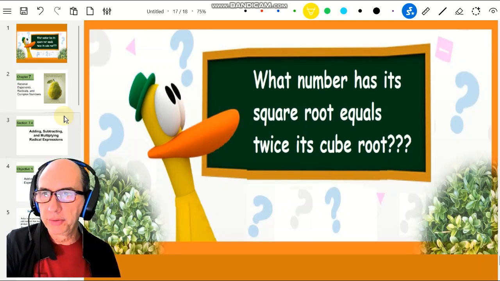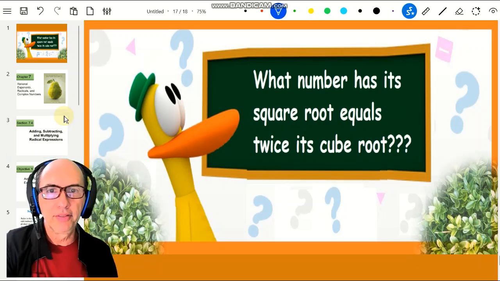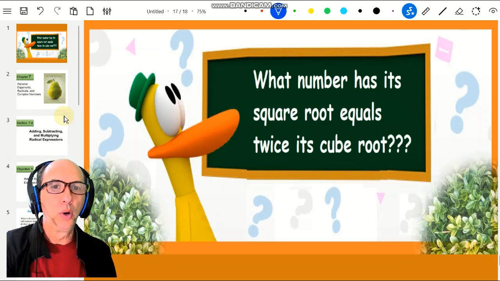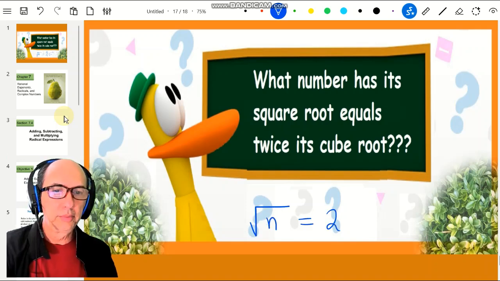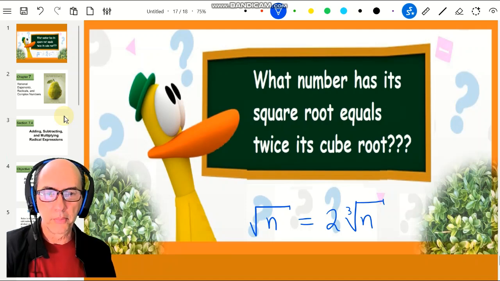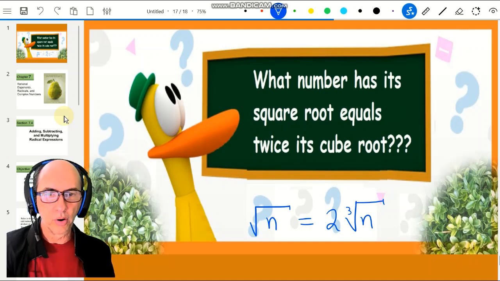Now we finish section 7.4. You probably will have the answer for the challenge, right? What number has its square root equals twice its cube root? So square root of n equals 2 times cube root of n. Well, there are a few ways, a few methods that we can use. But I think the best, the quickest way is to try. We can try a few options, okay?